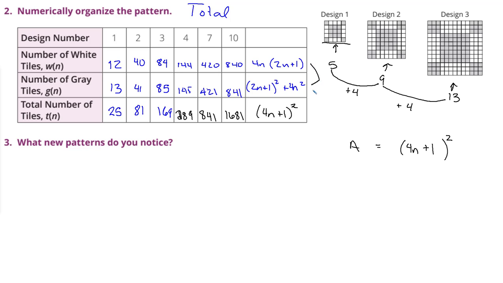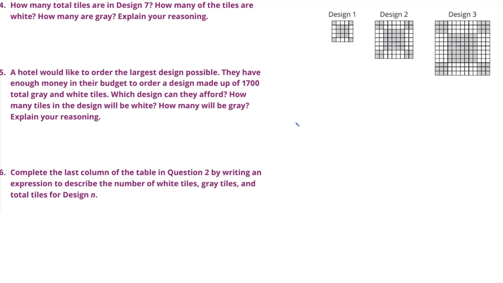Another way you could have come up with the equation, you could have added these 2 things, and that would give you this equation. So this equation could be multiple different things, but it will all simplify down the same way. So when you're looking at how many tiles were in design 7, you plugged in the 7 and you found out those. But let's take this next one. We already knew it was 10 because of the way the chart was set up.